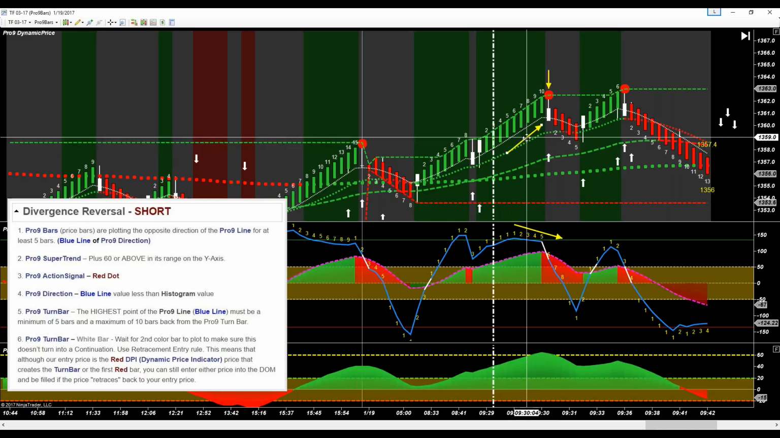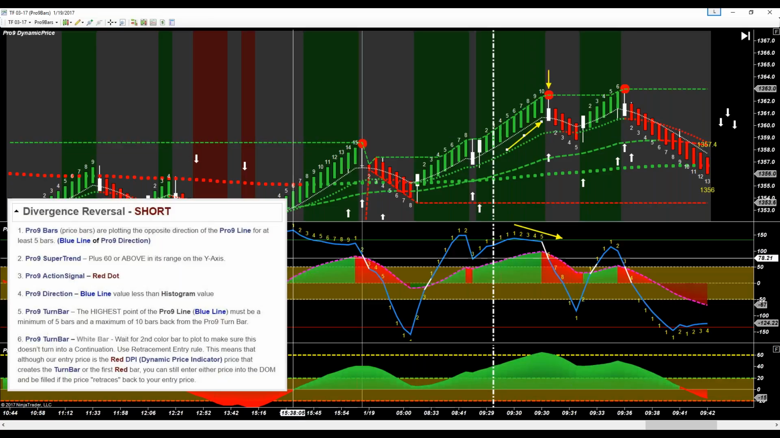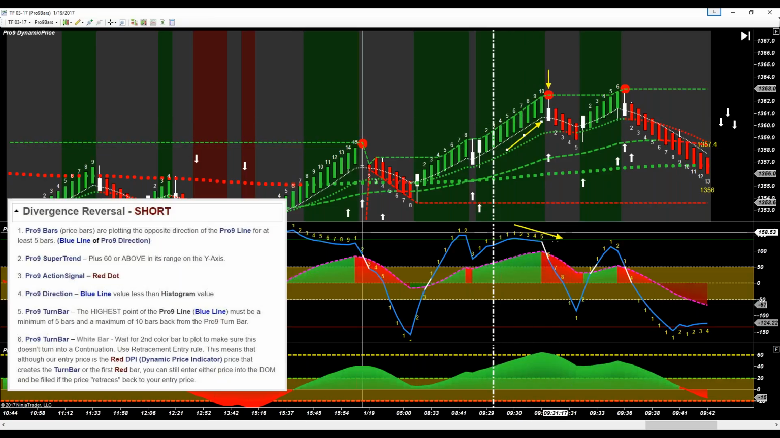And this really wraps up rule 1 and 5. These are kind of two sides of the same coin. We want our price bars plotting in the opposite direction of the blue line. And we're also looking for our blue line to get to the correct side of the histogram. And in this case, it does.